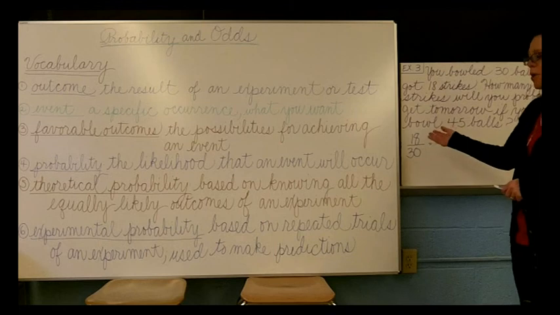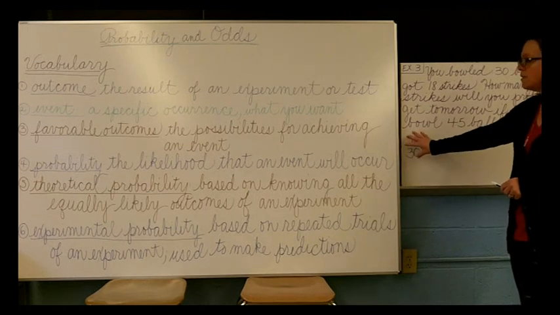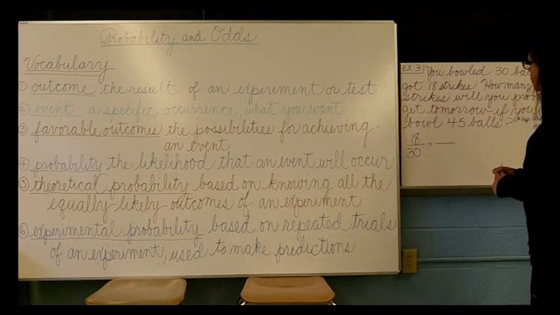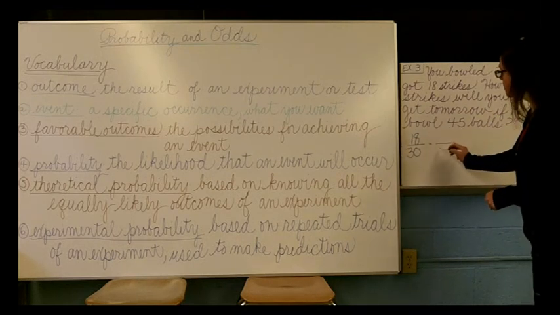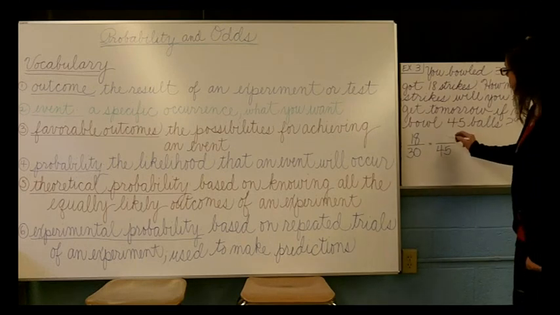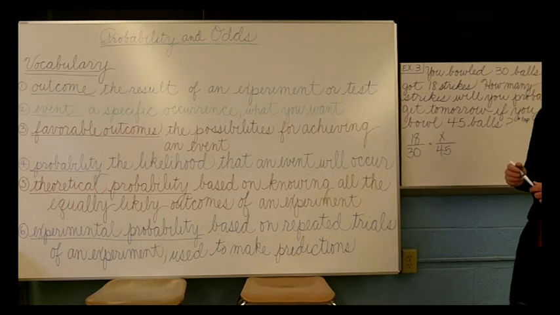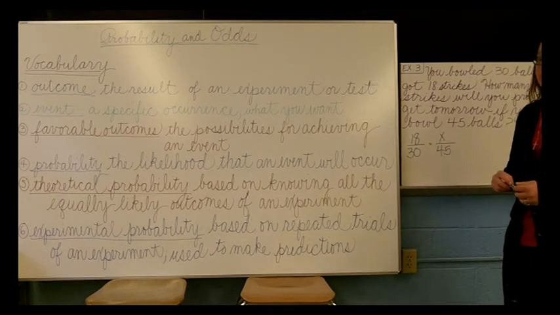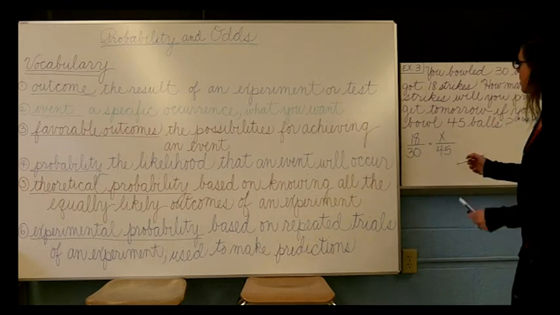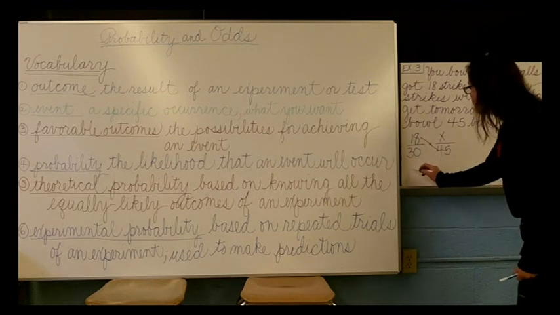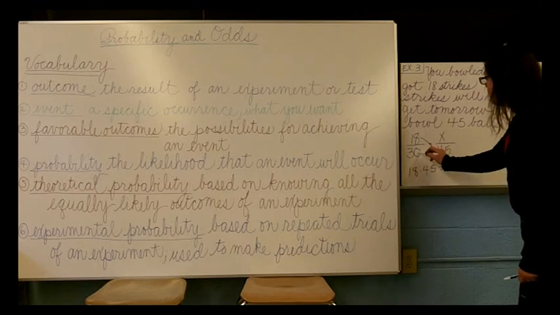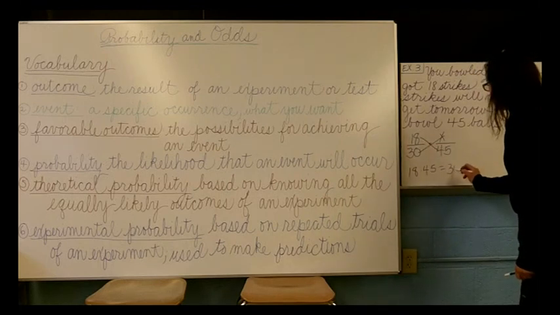We don't want to just know what the probability is. We want to know that based on this probability, on this ratio, how many strikes will I probably get if I bowl 45 balls? So we're looking for how many strikes I will probably get of the 45 balls that I bowl. What we do here is we practice our cross multiplying, which means we have 18 times 45 equals 30 times x.